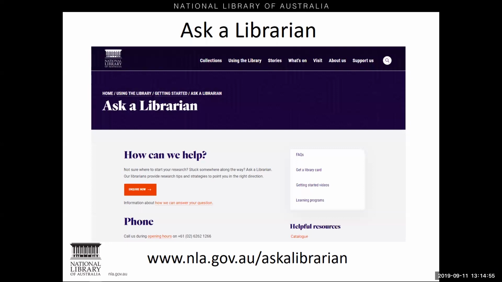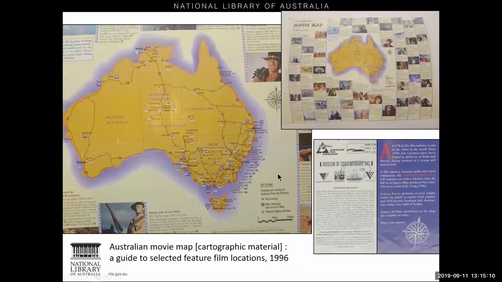Through the next section of the webinar, I would like to show you some of my favourite items which are held here at the library. They relate to today's theme, and they're held within our maps collection. Firstly, we have the Australian movie map. It was published in 1996, and when folded, it appears as a brochure with tourism information, but it folds out to a map of Australia.